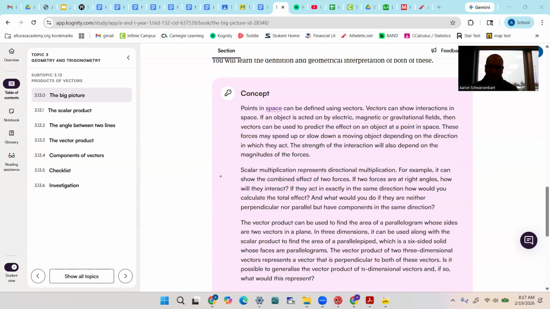The vector product can be used to find the area of a parallelogram whose sides are two vectors in a plane. In three dimensions, it can also be used with the scalar product to find the area of a parallelepiped, which is a six-sided solid whose faces are parallelograms. The vector product of two three-dimensional vectors represents the vector that is perpendicular to both of these vectors. It is possible to generalize the vector product of n-dimensional vectors, and so what would this represent?